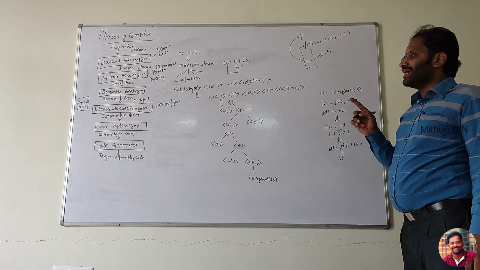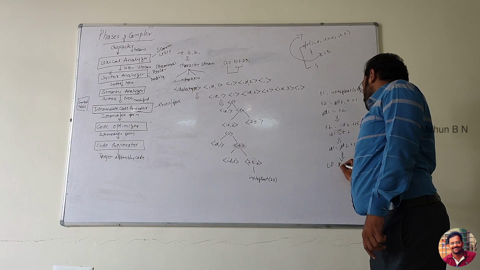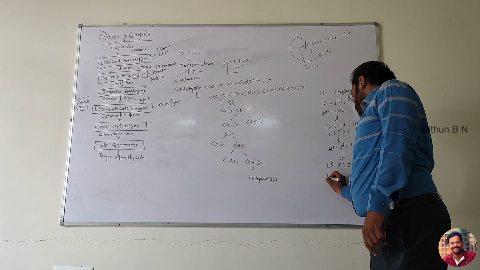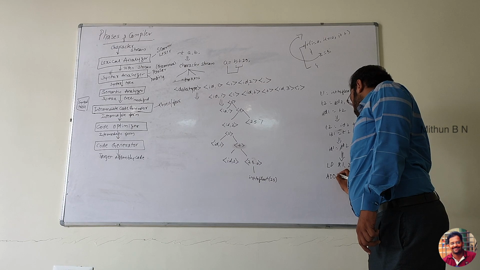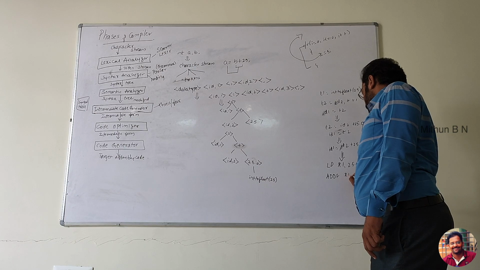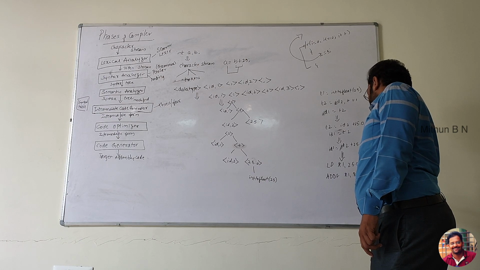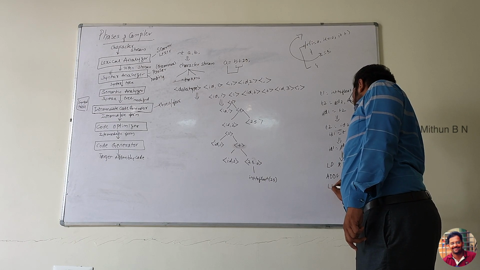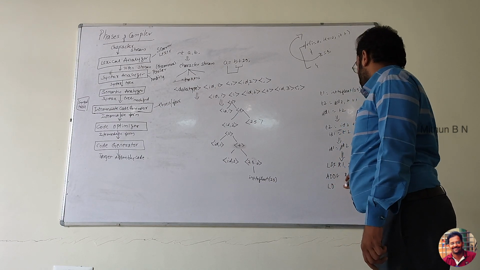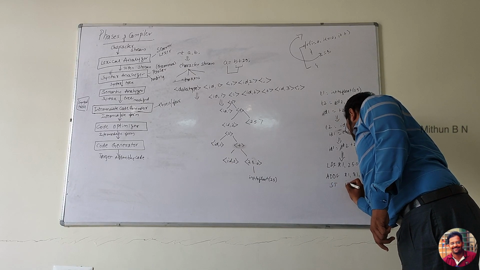What will the code generator do? It generates the code in assembly level language. How does it do that? It says LDF R1 comma 25.0, ADDF R1 comma ID2, and then STF ID1 comma R1.